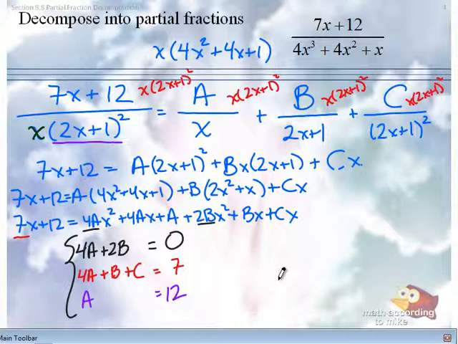Well, technically, this is not that bad. You don't have to do a matrix because you already know A is 12. Then you can put that 12 into the first equation to solve for B. Then you can put both of those numbers into a second equation to solve for C.